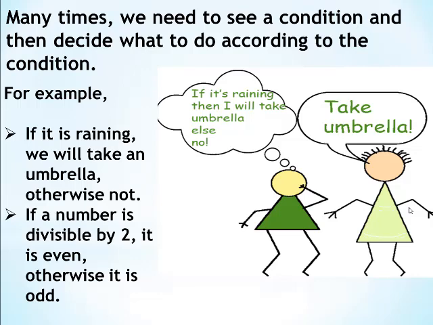Similarly, whether a number is even or odd depends on whether the number is divisible by 2 or not. If a number is divisible by 2, it is even, and if a number is not divisible by 2, it is odd. So for these conditions we use if-else.